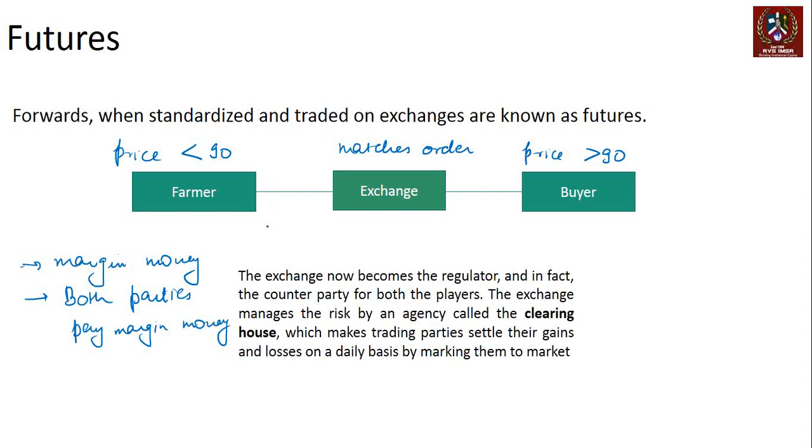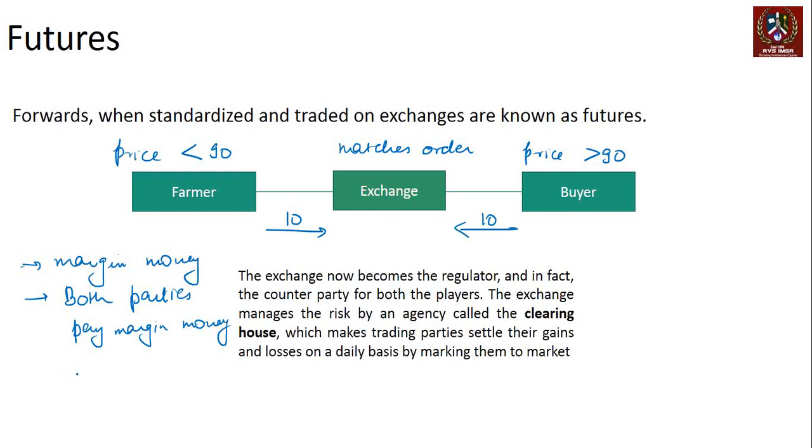So effectively at this point, let's say margin money is 10 rupees. That's an assumption we are making. If the margin money is 10 rupees, the farmer will deposit 10 and the buyer will deposit 10, right? Now the next day, so in both their accounts, the farmer puts in 10, the buyer puts in 10.